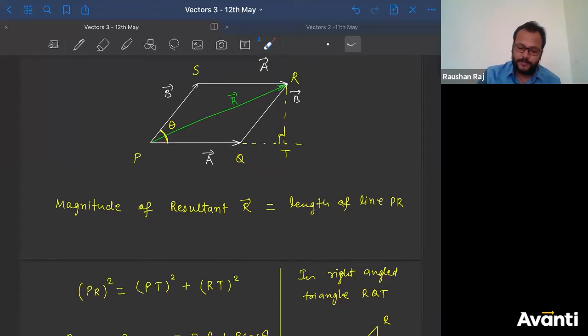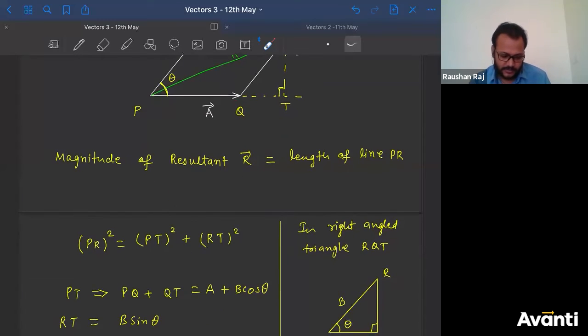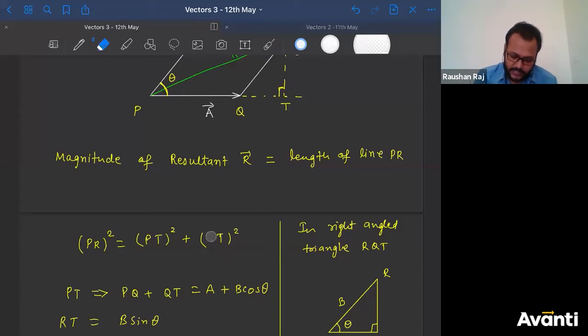Now, to find PT and RT, what will we have to do? How can you get the value of PT and RT? So what is PT? PT is nothing but PQ plus QT. What is PQ? PQ is nothing but modulus or magnitude of A. What is QT? How will we find QT? Sorry, there is a mistake here. This is not RT. This is QT.